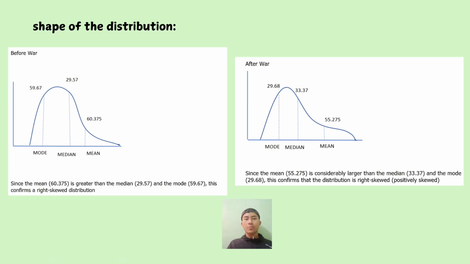After the war, the stock prices shift downward, but the distribution remained right skewed. The mean 55.275 was still greater than the median 33.37 and mode 29.68, signifying that despite lower price, a few higher prices continue to influence the average. The increased gap between these values reflects greater volatility in the market post-war. Overall, both periods show right skewed distribution, with a general decline in stock prices after the war.